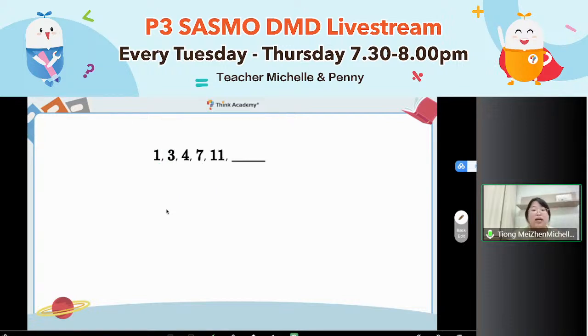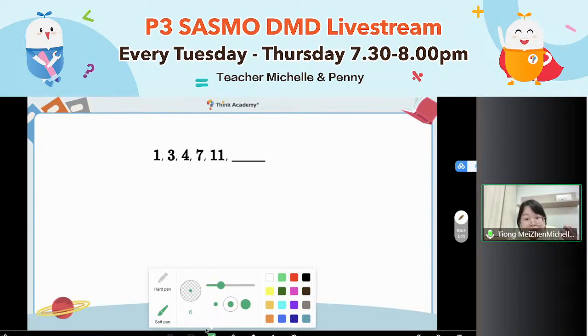Okay? Practice together with one question. 1, 3, 4, 7, 11. You observe this one. The numbers are getting bigger and bigger, correct? Yes, it's getting bigger and bigger. This time, can we use the bridge method? Here is a plus 2. Here is a plus 1. Is there any consistent bridge there? No. If it is not a consistent bridge, then you think of the Fibonacci sequence.